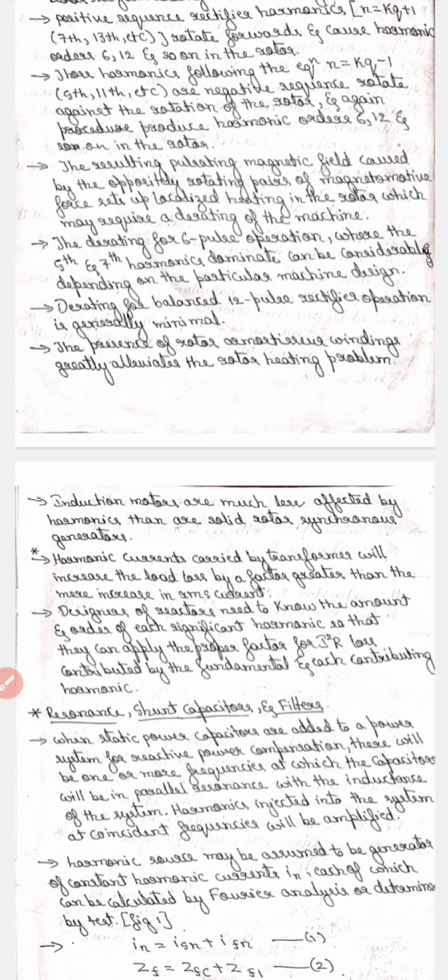Next, a designer of a reactor needs to know what? The amount and order of each significant harmonic, so that they can apply the proper factor for I square R losses contributed by the fundamental and each contributing harmonic. This you need to write for 10 marks if they ask. Points I have said once again, so what points you need to write?